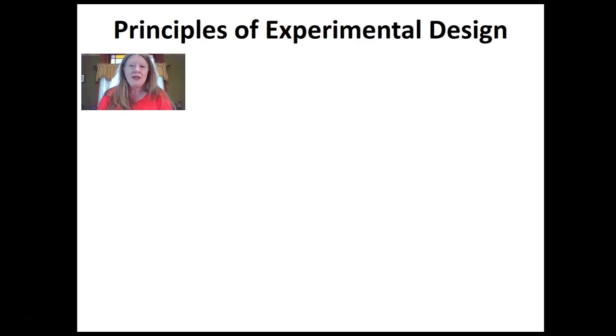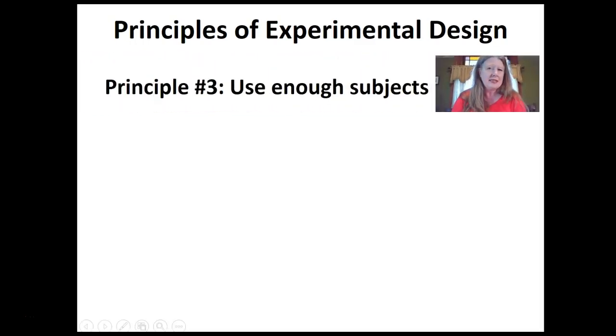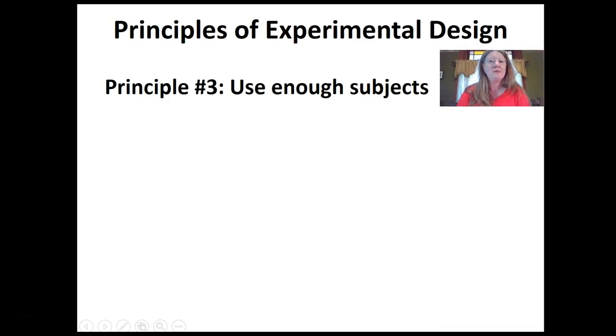Let's talk now quickly about our last principle of experimental design. And this principle is that we want to use enough subjects. So what does that mean? I wish there was an easy answer for this, but we always want to be thinking about the number of subjects that are going through our study.